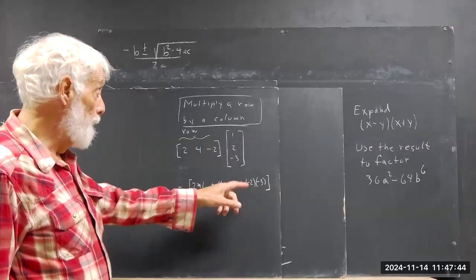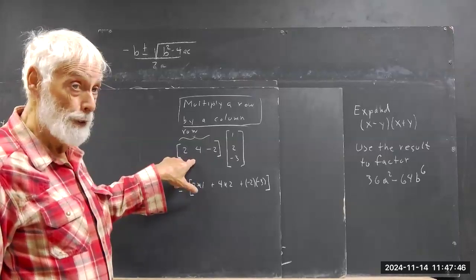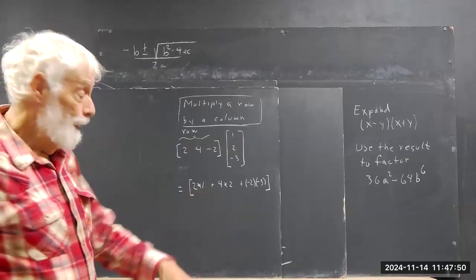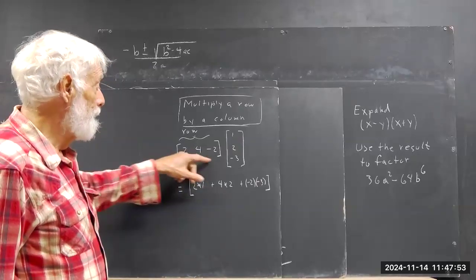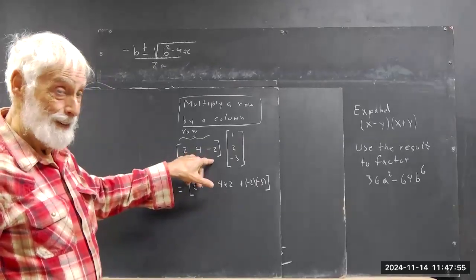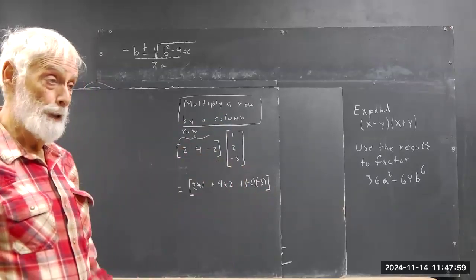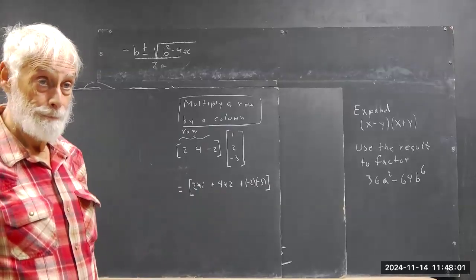Okay? If you don't have a third number over here and you do have a third number over here, you can't do the multiplication. You've got to have exactly the same number of numbers in this thing as you do in this thing. Otherwise, you can't match them up, and it makes no sense to multiply them. Okay?